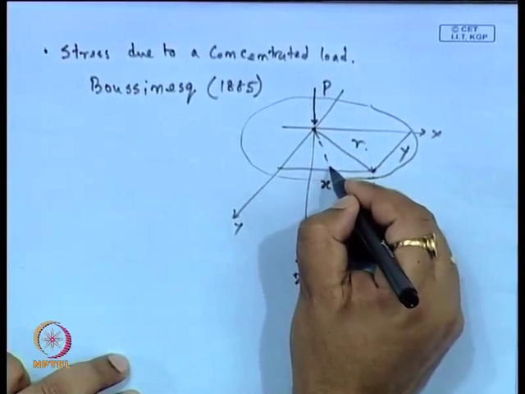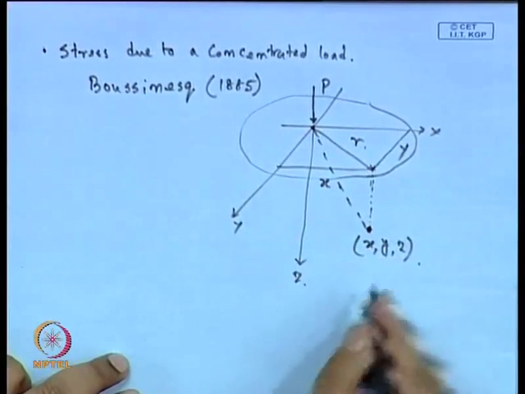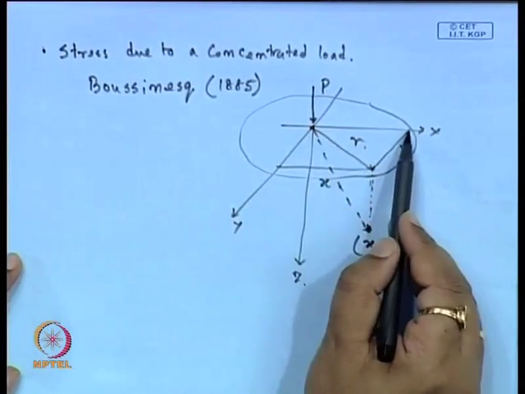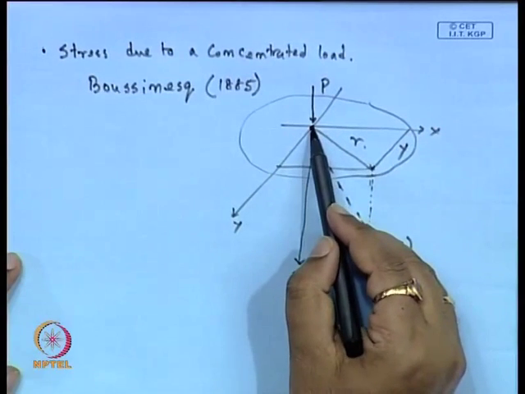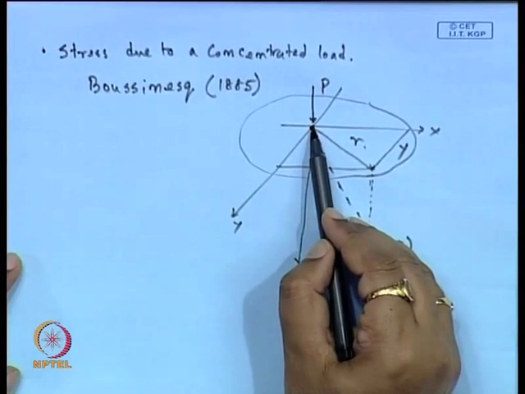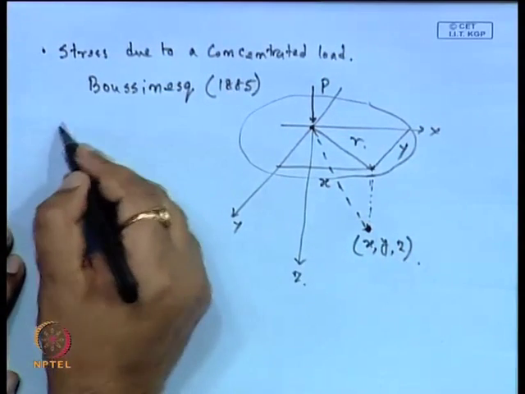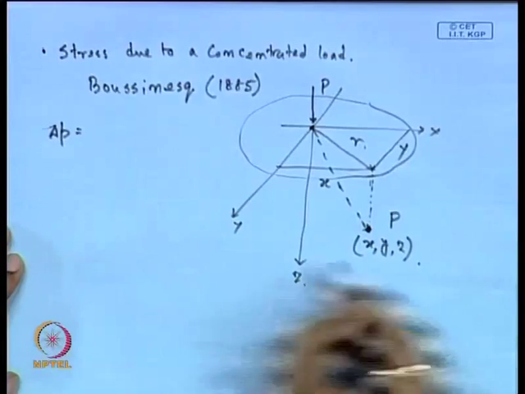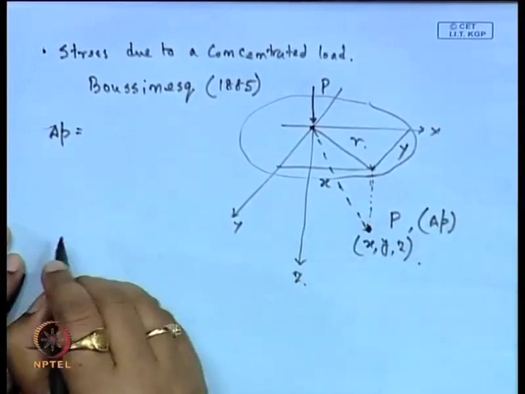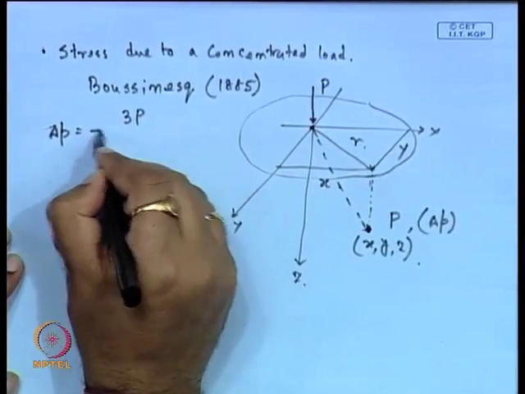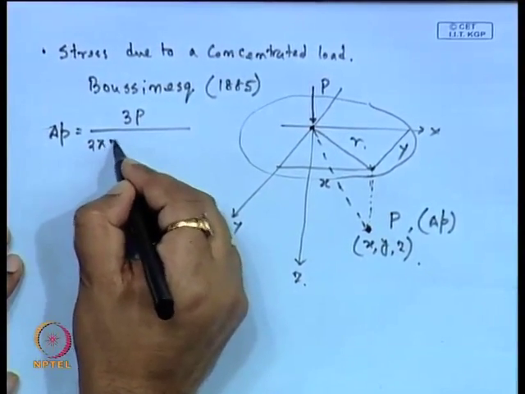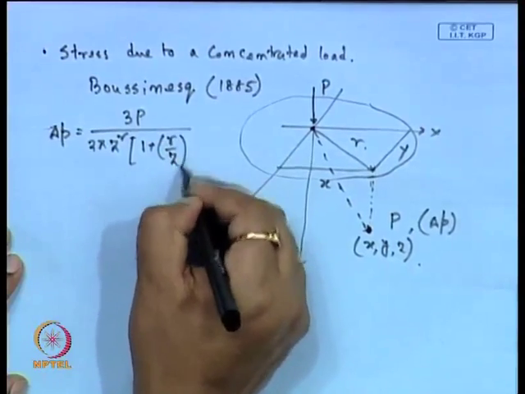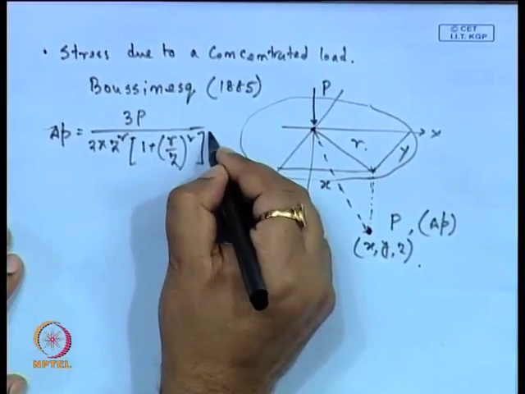From this point, this is the position of the point from the application of the load. So this point is x distance, y distance and z distance from the origin. Origin means where this concentrated load is applied. Now according to Boussinesq's expression, the increment of load at this point, delta p, we can say is 3P divided by 2 pi z square, into 1 plus (r by z) whole square, to the power 5 by 2.